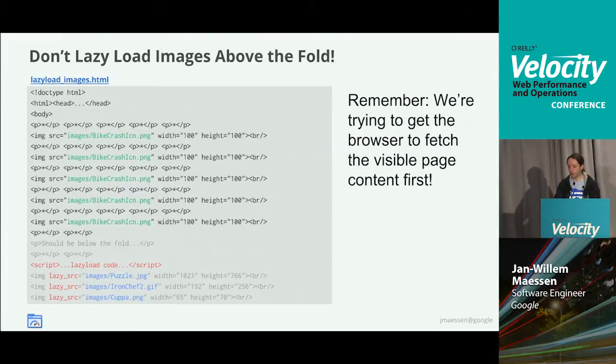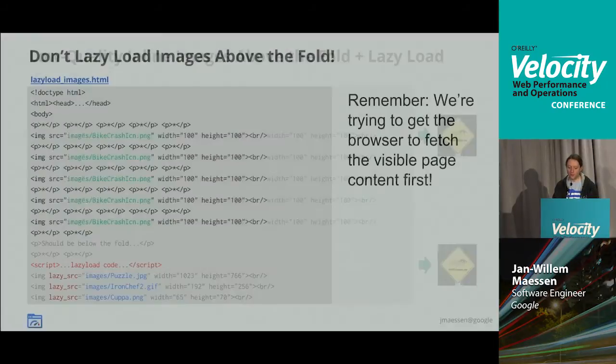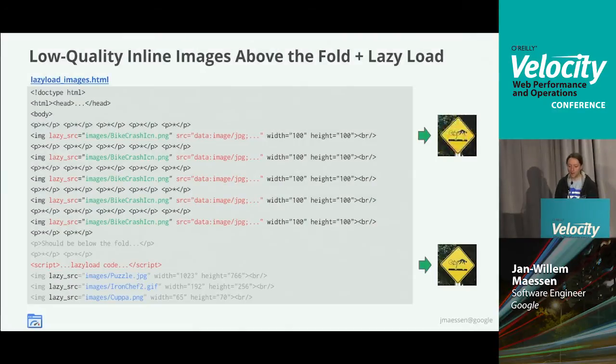So we're effectively telling the browser, actually, these images are important. Start downloading those very quickly. So another variant of the same technique is, rather than just lazy loading the images that are below the fold, we might instead lazy load all of the images, but provide a really bad, low-res, low-quality version of the images that are above the fold.